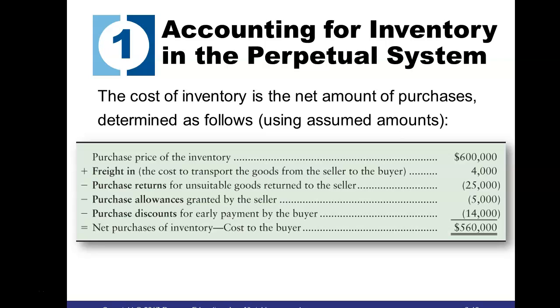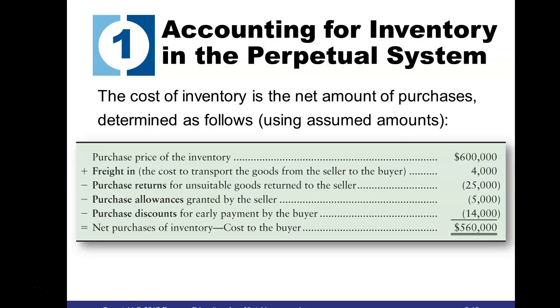Now, here's another calculation. I think it's pretty straightforward, but let's go through it. How do we determine the price of our inventory at the end of a period? Well, we want to calculate the price of our inventory. How much did we pay? Any costs that we had to incur to get that inventory to us, that's called freight in. Any purchases that were returned, and discounts or allowances that we were providing to our customers. And then we come up with our net purchases of inventory.